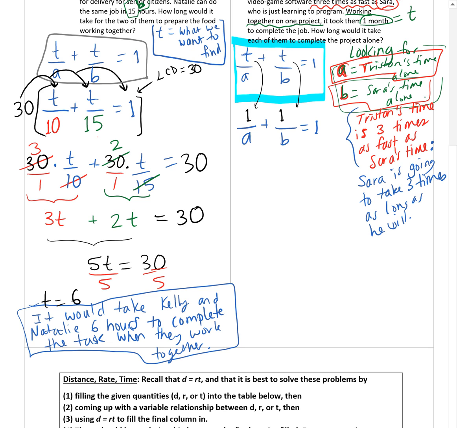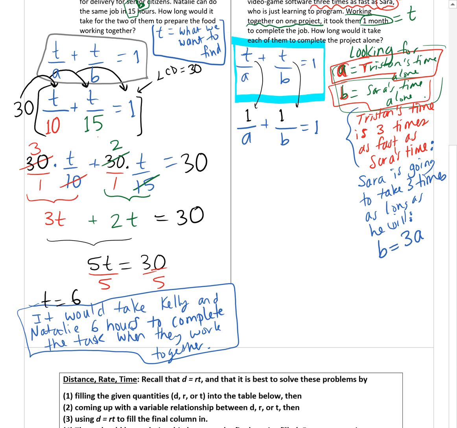Yeah, because if I had written that his time is 3 times Sarah's time, that wouldn't make sense. That would mean he's taking longer than her. So really, even though they said Tristan's time is 3 times as fast as hers, that really means the amount of hours she's spending is 3 times what he's spending. So I guess the equation we're coming up with is Sarah's time is 3 times as long as Tristan's time.